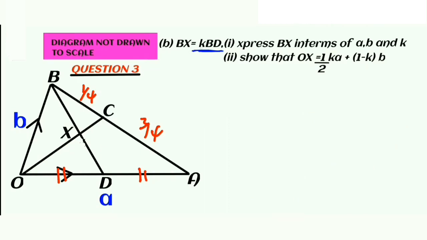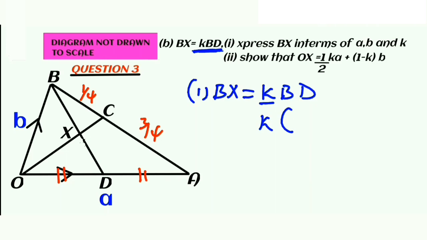Question B: BX equals KBD. Express BX in terms of A, B, and K. So BX equals KBD, so we have to multiply K by the value of BD. So, equals K, open bracket. But there is no value of BD, so we have to find BD first. So, how do we find BD?